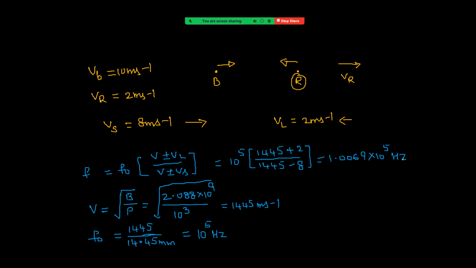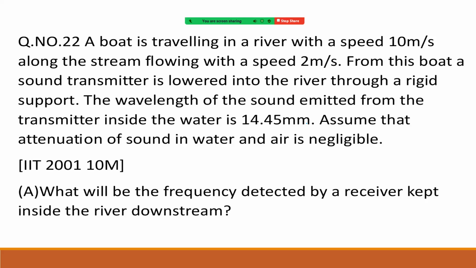See here what we have done. First of all, the velocity of sound with respect to the medium is 1445 meter per second, and we got the frequency 10 power 5 Hz. Next, the velocity of the source with respect to the medium is 8 meter per second. The velocity of the listener, here listener means receiver, with respect to the river is 2 meter per second, left side. Okay, this is the first part. So the first part, A, is over.